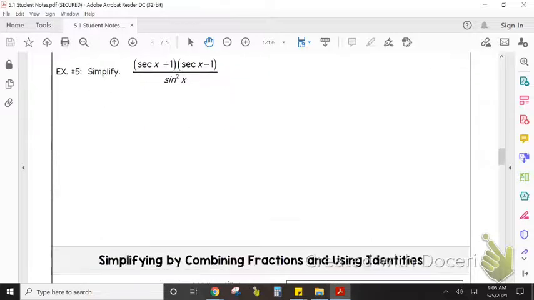All right, so example 5 just wants us to simplify. Guys, there's no one direct route to get to your answer. There's lots of different routes. Some are shorter than others. So just see what you can do, if nothing else.